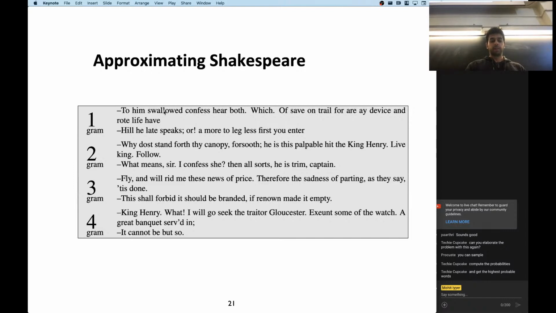So the unigram model is terrible. This is just like, it doesn't make any sense. In the bigram model, you see some minor grammar is a little better, but it still makes no sense. In the trigram model, now you're considering the last two words in the prefix. Here you see, therefore, the sadness of parting, as they say, it is done. Obviously, it doesn't make sense, but it's at least more grammatically correct. And then in a four-gram model, I will go seek the traitor, a great banquet served in.